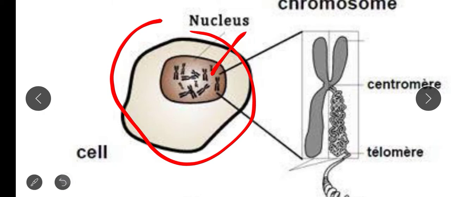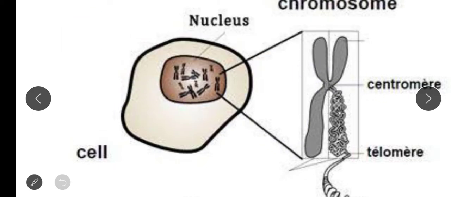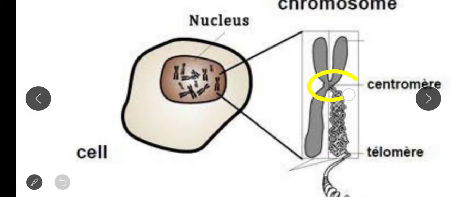And the next one is what a chromosome is. From this nucleus we take out one chromosome. This is what the chromosome looks like when zoomed in largely. When we go in slightly, the center part present in the chromosome is called the centromere.